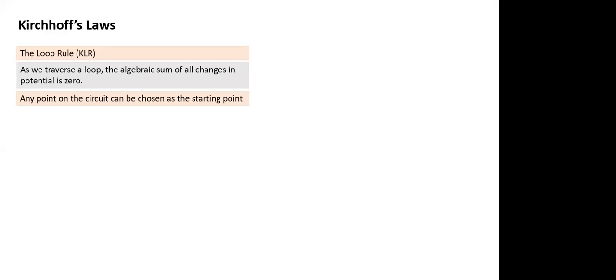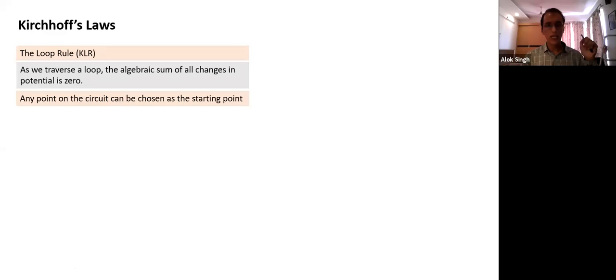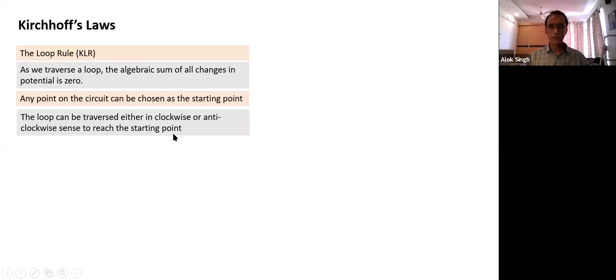Yes, sir. Kirchhoff's junction rule and loop rule, we have briefly discussed. As we traverse a loop, the algebraic sum of all changes in potential is 0. We can start from any point in the circuit. Any point can be chosen as the starting point, and the loop can be traversed, or we can virtually move around the loop, in any direction, clockwise or anti-clockwise. The only thing is, whichever point we started from, we should end up at the same point.